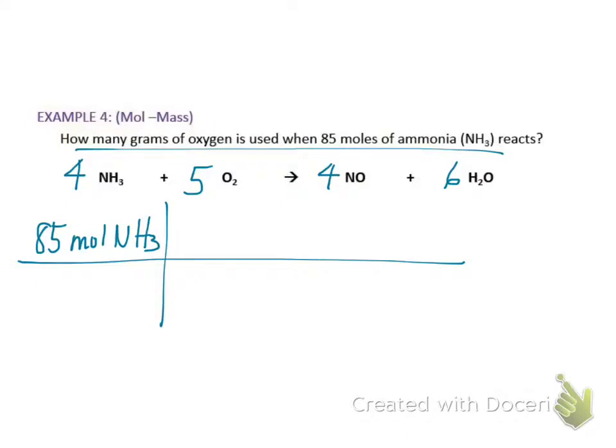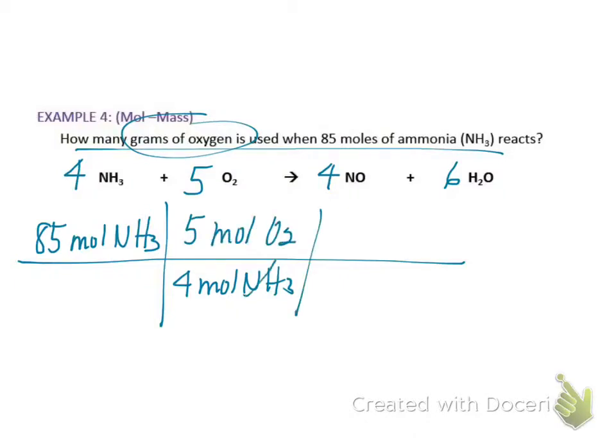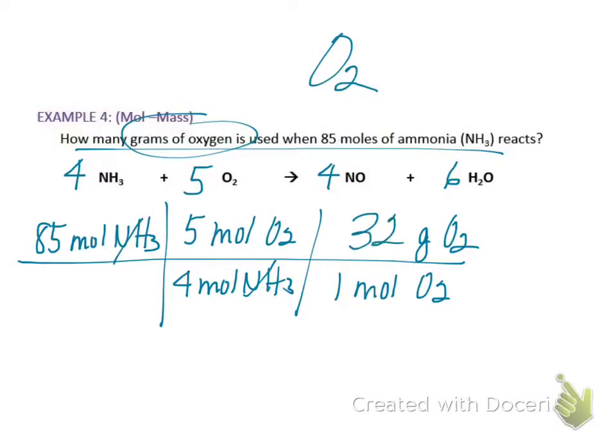So for every 4 moles of ammonia, it's asking about oxygen up here, it requires 5 moles of oxygen. Okay, so now cancel, cancel. And so it wants mass of oxygen, or grams. So I'm going to have to do 1 mole of oxygen, and what is my molar mass of oxygen? It's not 16, it's O2, 32. Okay? So when I do that, what would be my answer in 2 significant figures?